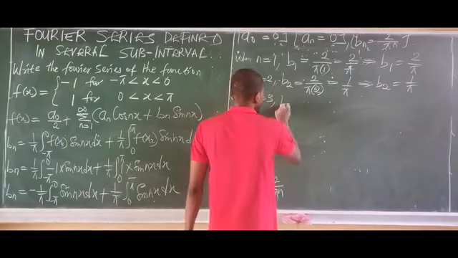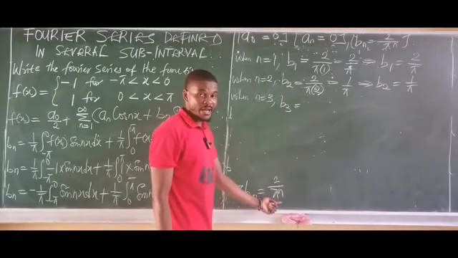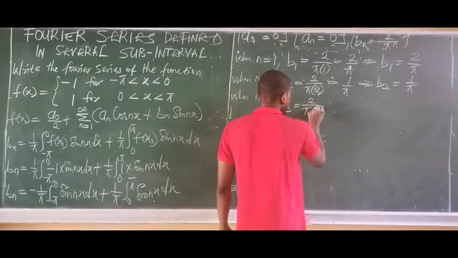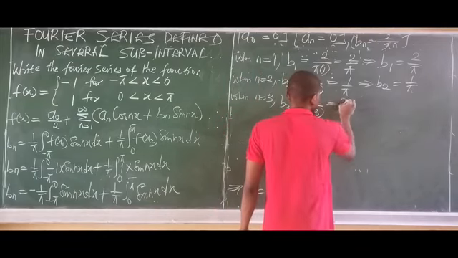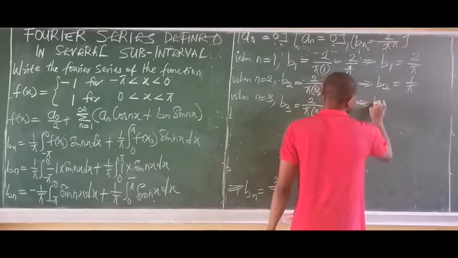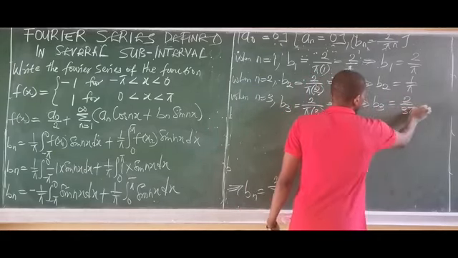When n is 3, then you have B3 equal to the same thing, 2 all over pi n. This becomes 2 all over pi, and in place of n now, n is 3. So you can simply write this as 2 all over 3 pi. So this simply implies that B3 is 2 all over 3 pi.